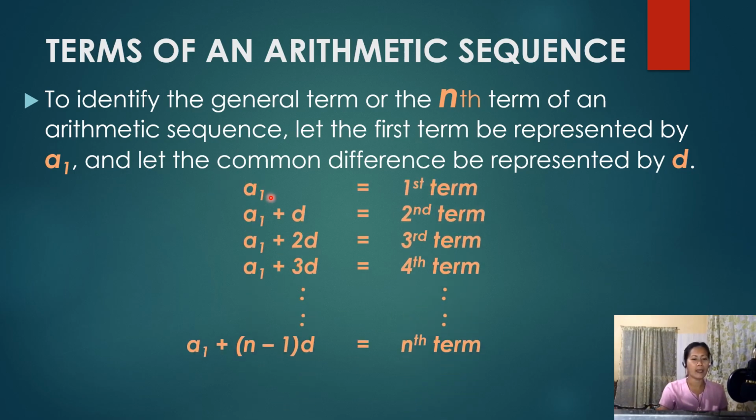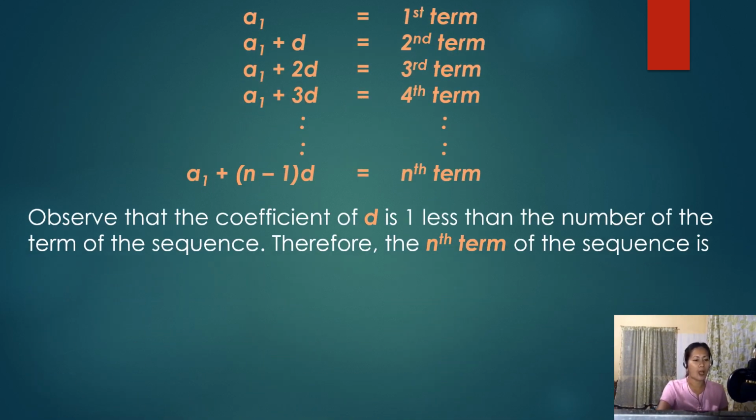So we have a sub 1 equals the first term, a sub 1 plus d equals the second term, a sub 1 plus 2d equals the third term, a sub 1 plus 3d equals the fourth term, and so on. So we have a sub 1 plus the quantity n minus 1 times d equals the nth term. Observe that the coefficient of d is 1 less than the number of the term of the sequence.